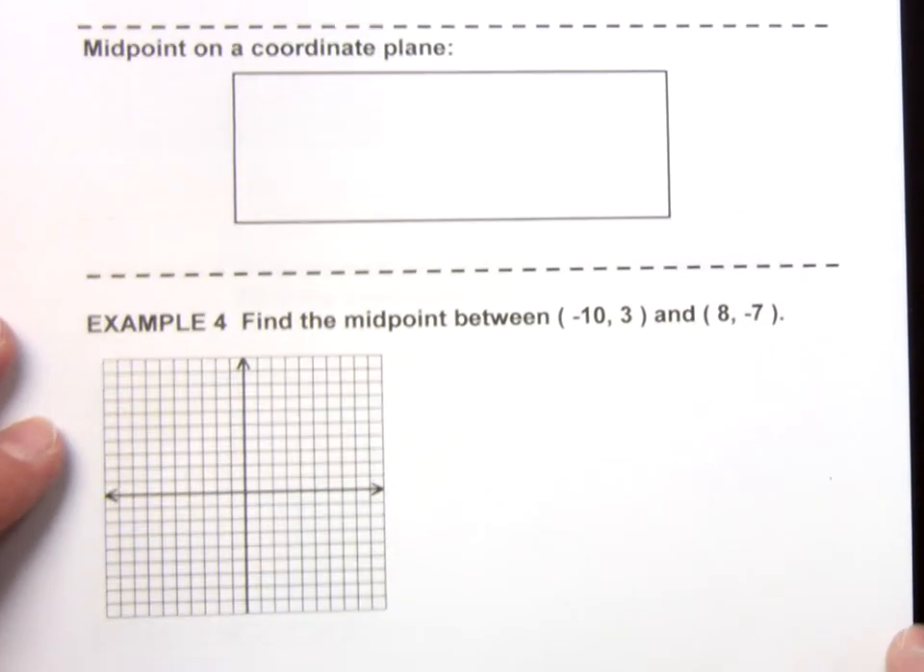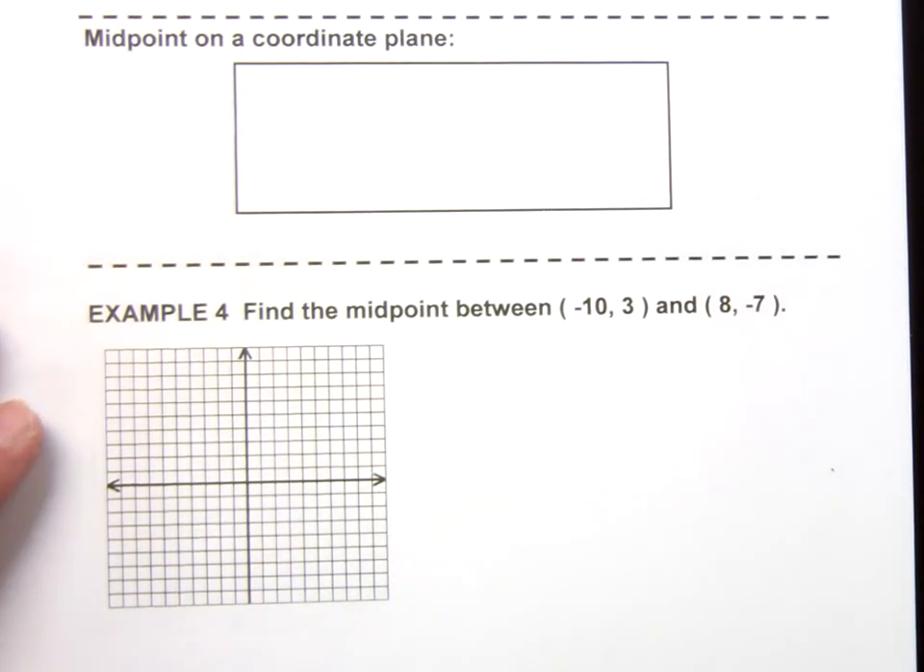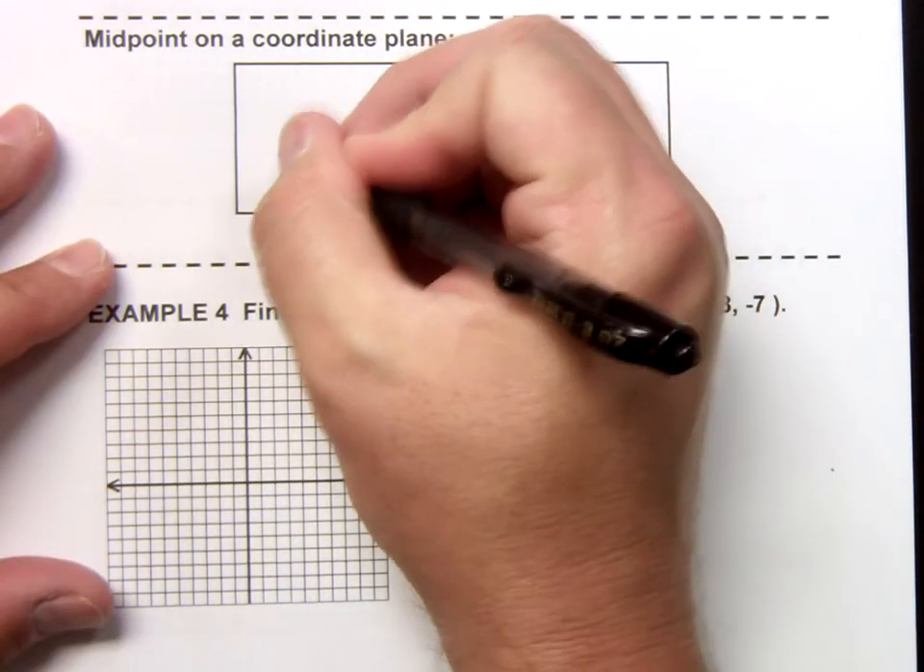Okay, so all of that was dealing with a number line. We were in one dimension. Now we're going to move to a coordinate plane. Now we're dealing in 2 dimensions. And here is your formula for midpoint.